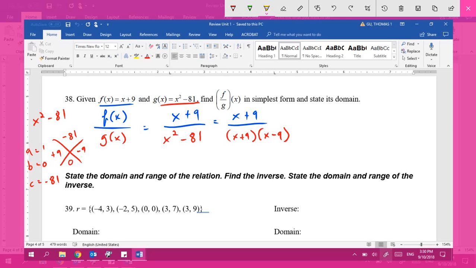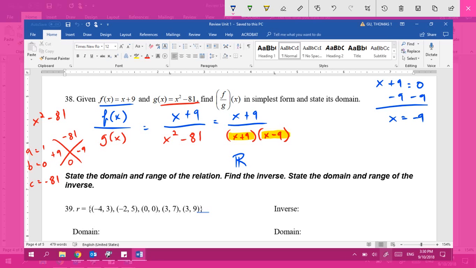Whenever you find the domain of a fraction, we're going to find the domain first, okay? Remember, normally the domain is all real numbers, right? But with a fraction, sometimes you can't use all real numbers. What we're going to do is take all the terms on the bottom. On the bottom here we have x plus 9 and we have x minus 9. Take each of those and set it equal to 0. So x plus 9 equals 0. So I'm going to solve this out. Minus 9, minus 9. X equals negative 9.